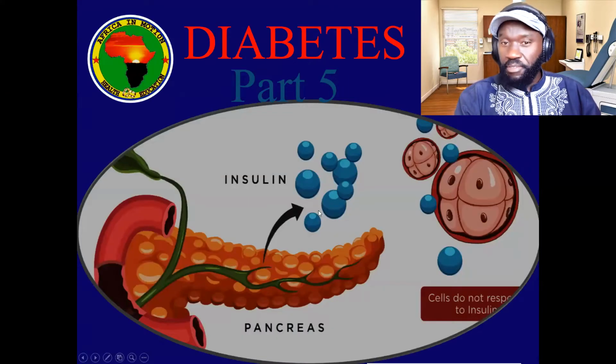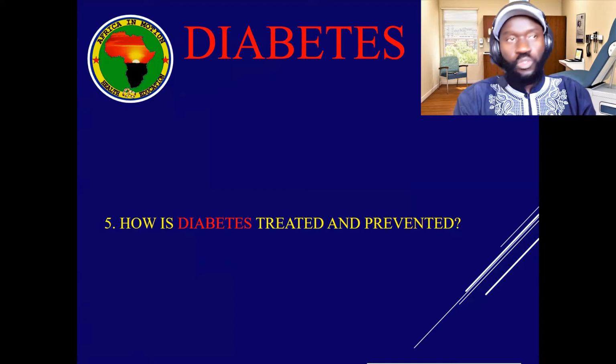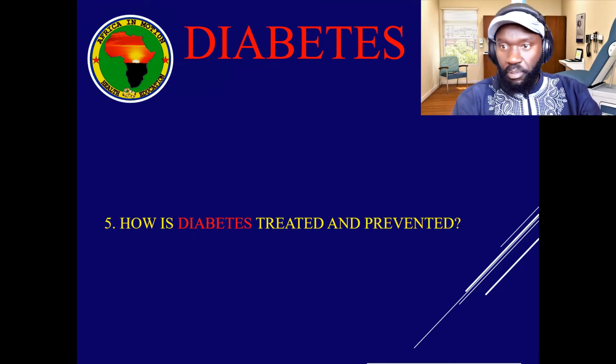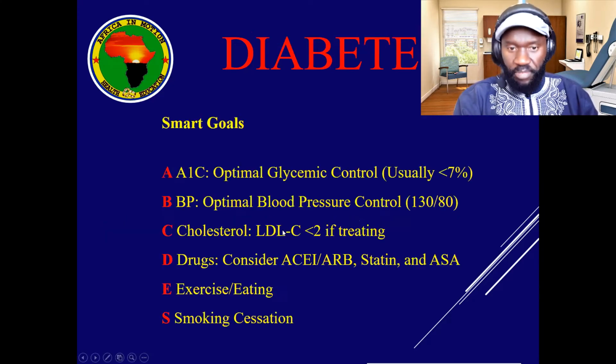In part 5 of this topic, we are going to go a little bit into details on the ordinary measures that we can try that are affordable. Yes, there are medications, but let's see the most applicable measures that we can put in place to prevent the complications. So we are going to see them by answering this question on treatment and prevention.